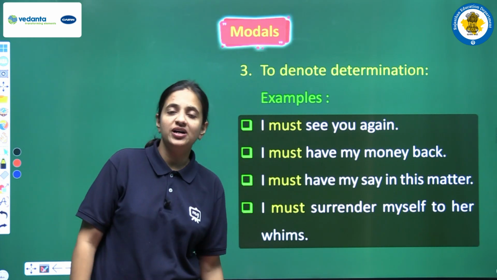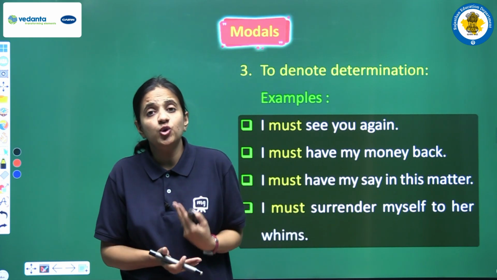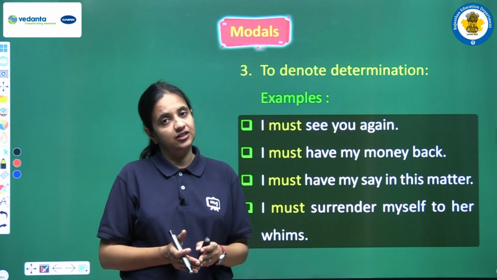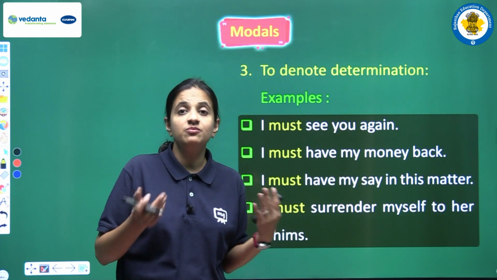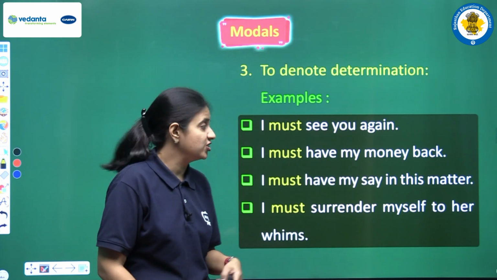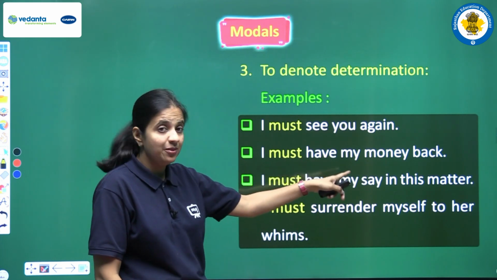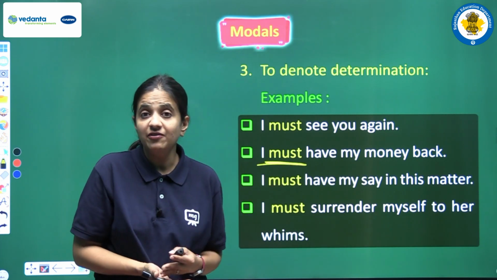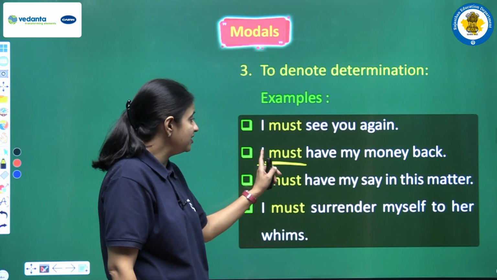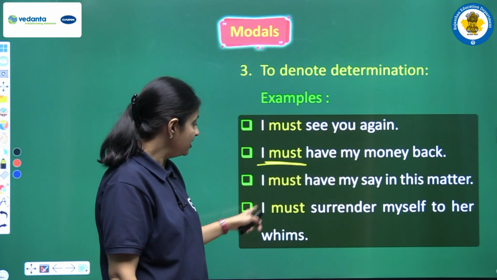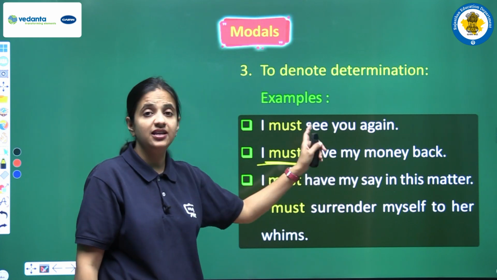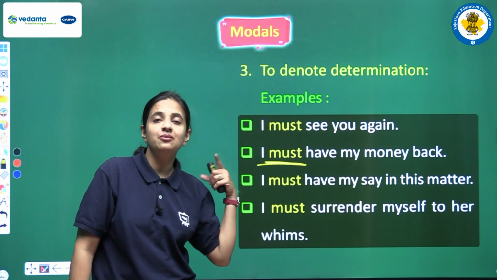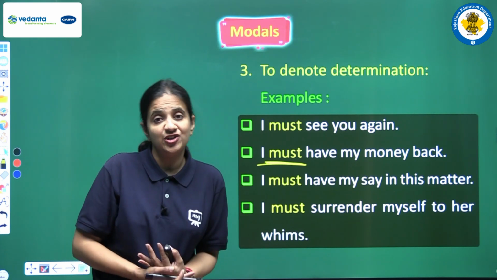Okay, so when we use must in a sentence, it shows our determination level, because we have read earlier that it shows compulsion. Similarly, when we use must, it also shows our determination. So if we are writing that I must have my money back, here we are showing our determination. We are showing that this thing is inevitable, you have to do this thing. Similarly we can write I must have my say in this matter, I must surrender myself to her whims. Okay, so in this manner must is used to show our determination level.